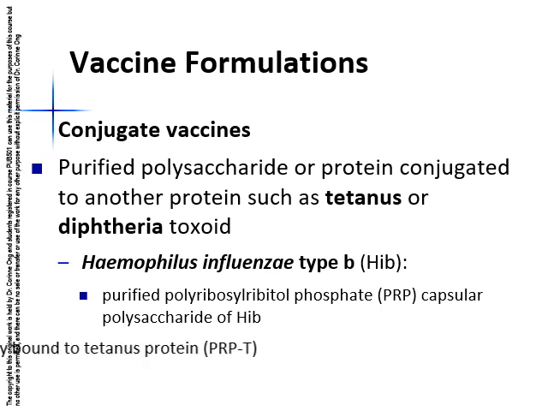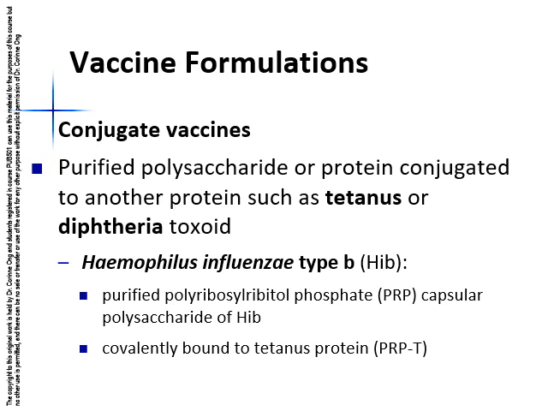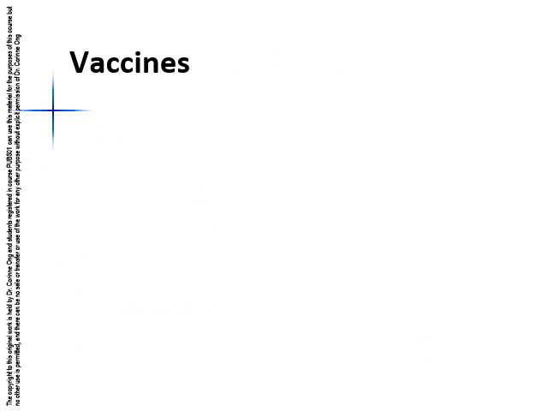Conjugate vaccines are rather different to combination or polyvalent vaccines. These vaccines usually have a subunit vaccine, such as a purified protein or polysaccharide, conjugated to another protein, such as the tetanus or diphtheria toxoid. An example is the Haemophilus influenzae type B vaccine. The capsular polysaccharide is covalently bound to tetanus toxoid.